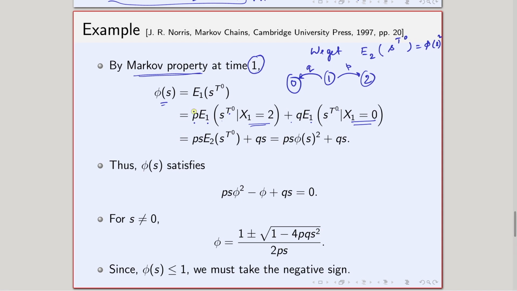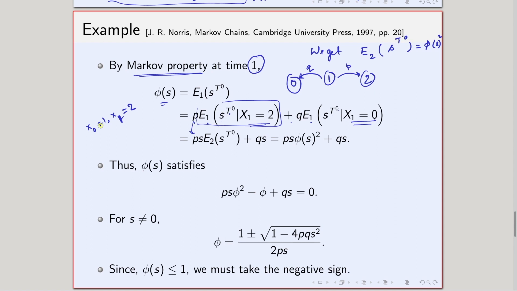Okay. Now look into this, first look into this expectation. This p is as it is here. Now look into this expectation. This expectation means that x naught equals 1, x1 equals 2, and under this condition I try to find out the expectation of s to the power t naught.